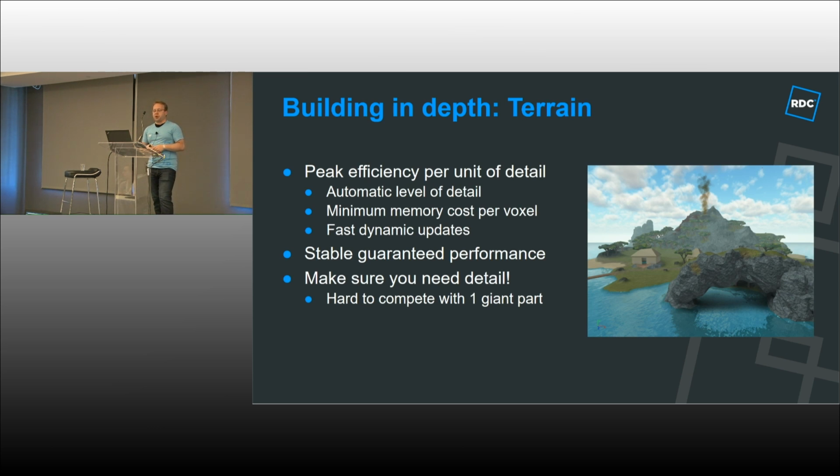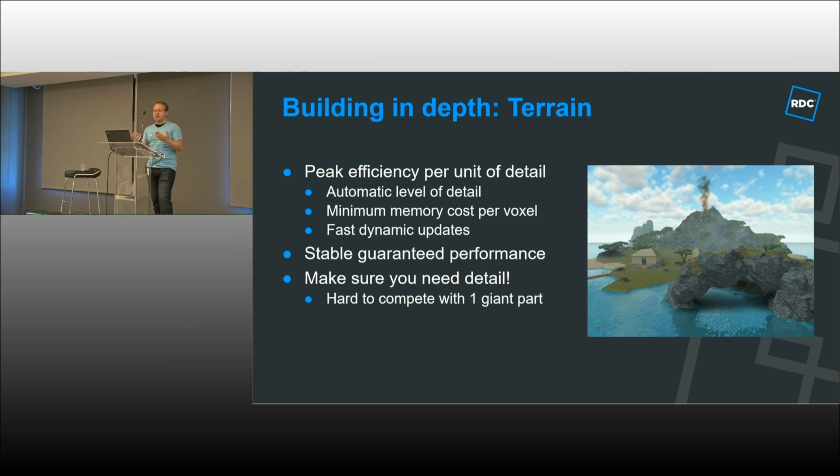Let's talk about terrain. The nice feature about terrain is it has peak efficiency among all of these other constructs per unit of detail, which means that if you took terrain and exported this and imported back as a mesh part, it will generally run slower. If you try to build terrain out of small parts and model every single rock exactly as it is, it will be slower. And it's also minimum memory cost per unit of detail. It uses voxels. It's stored really, really efficiently. We have a blog post that goes into detail around the voxel storage. So it's hard to beat that, right? And you can also update it at any point, and it's fast. So what's good about this is it's stable, guaranteed performance.